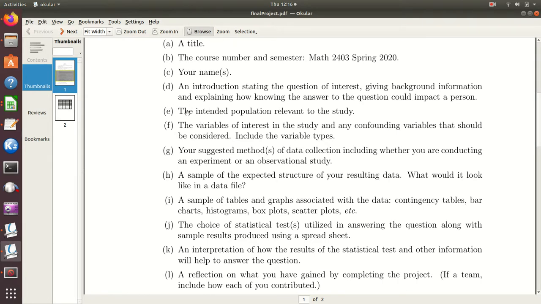Okay, so they were pretty weak on E here, but they did a pretty nice job on F. They just did not give us the variable types. Okay, so that's E and F. So we've made it that far.